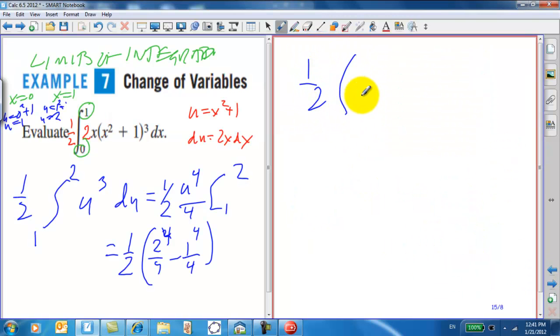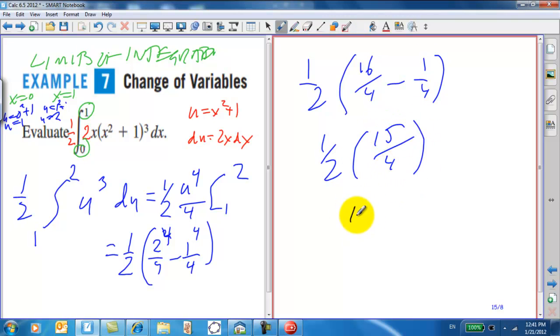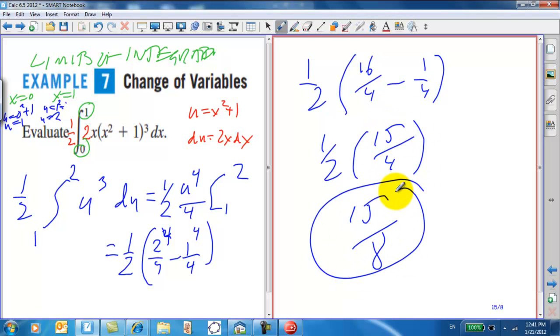And so that's 1/2 of 16/4 minus 1/4, which is 1/2 of 15/4, which is 15/8. There we go, check. So now some people will do the antiderivative and then put the x squareds back in. And that's fine if you want to do it that way. I just think it's more efficient this way. It makes this antiderivative less complicated, as long as you remember to change your limits of integration as well.